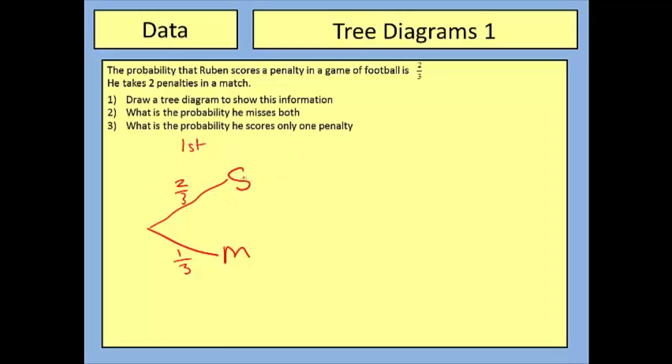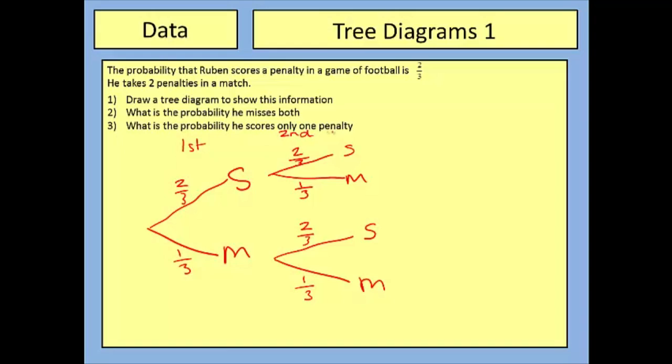Now assuming he scores the first one, I travel along this branch and then I get to the second penalty. Again, 2 things can happen here. He can score or he can miss. Now the probability he scores is unaffected, so it's still 2/3, and the probability he misses is still 1/3. If we look down here at this branch, if he missed the first penalty, there's a second penalty, and again 2 things can happen. He can score or he can miss. The probability he scores is 2/3, probability he misses is 1/3. And let's just label this second.